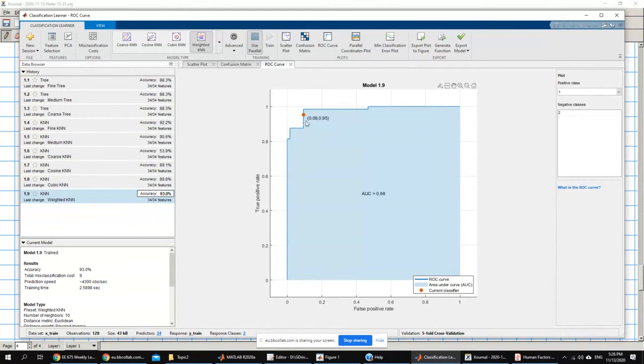The best point here would give you 0.09 and 0.95. This is the Y and this is the X. The X is the false positive rate, which is 1 minus specificity. So if 1 minus specificity is equal to 0.09, this means that the specificity is what? How much is the specificity here for this point?